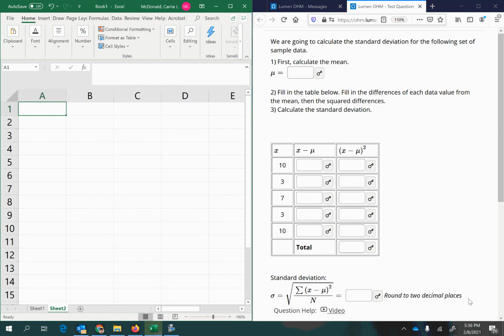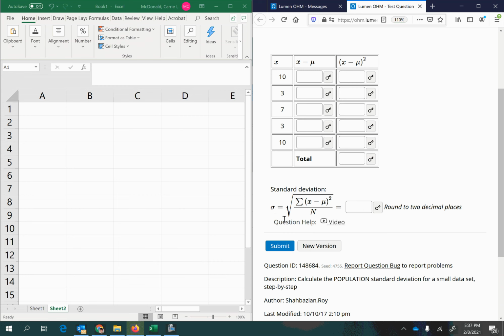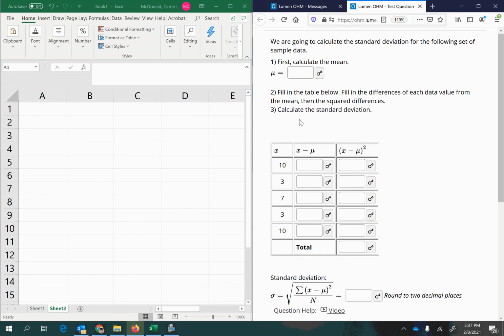Here is the next question from my inbox. It says we are going to calculate the standard deviation for the following set of sample data. So now we're going to first calculate the mean. You know, that's a typo. Actually, I'm just realizing it should say population data because the formula down here is for the population standard deviation. So that's something that could be improved on.